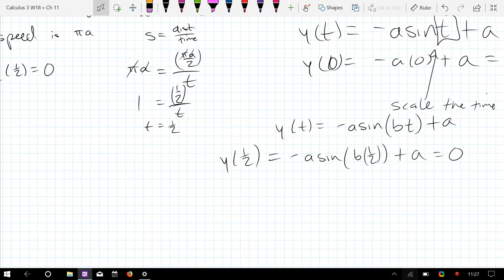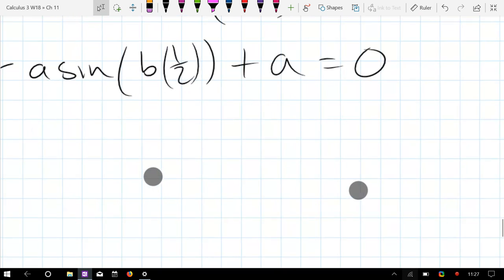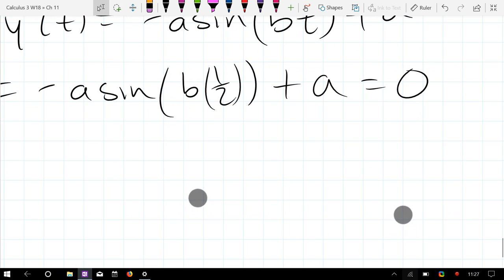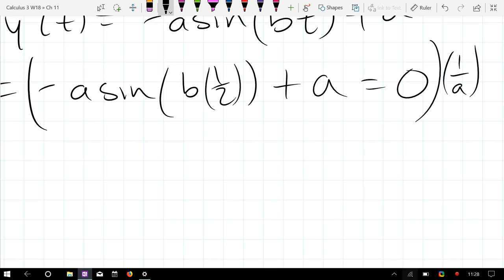Now the tricky part, we're going to solve for b. So it's time to show off your algebra skills. I'll give you a big hint. Well, what would be a good thing to multiply by? How can I get rid of the a's? 1 over a. Multiply 1 over a. And then your a's are going to disappear. And then you should be able to tell me what b is after that.